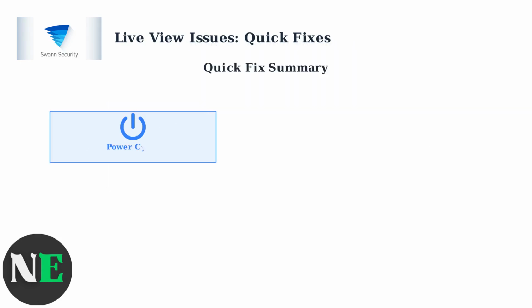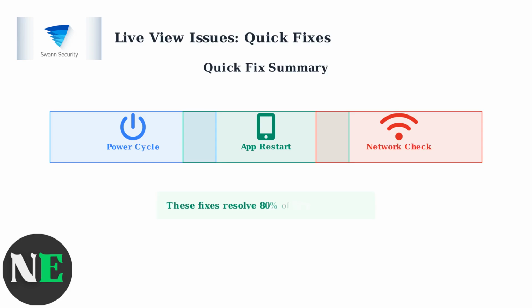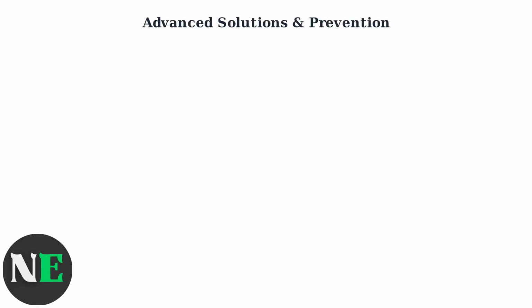These three quick fixes resolve approximately 80% of Swann camera live view issues. Try them in order: power cycle first, then app troubleshooting, and finally, network verification. If these quick fixes don't resolve your issue, the problem may require more advanced troubleshooting involving router configuration, firmware updates, or network optimization. When basic troubleshooting doesn't resolve your Swann camera live view issues, advanced solutions target deeper technical problems. These methods address firmware compatibility, network configuration, and long-term prevention strategies.